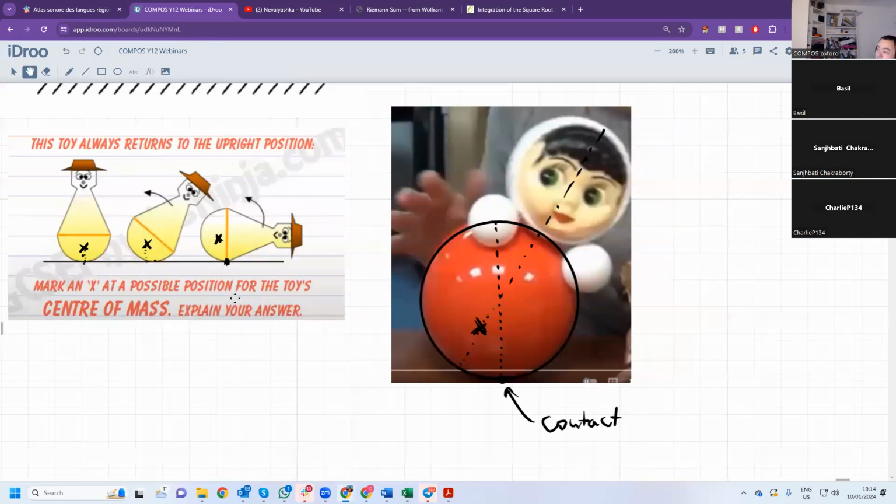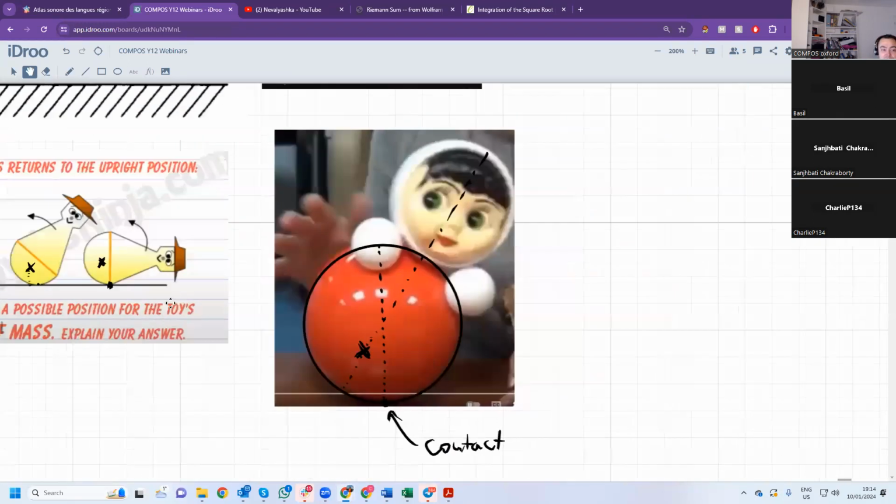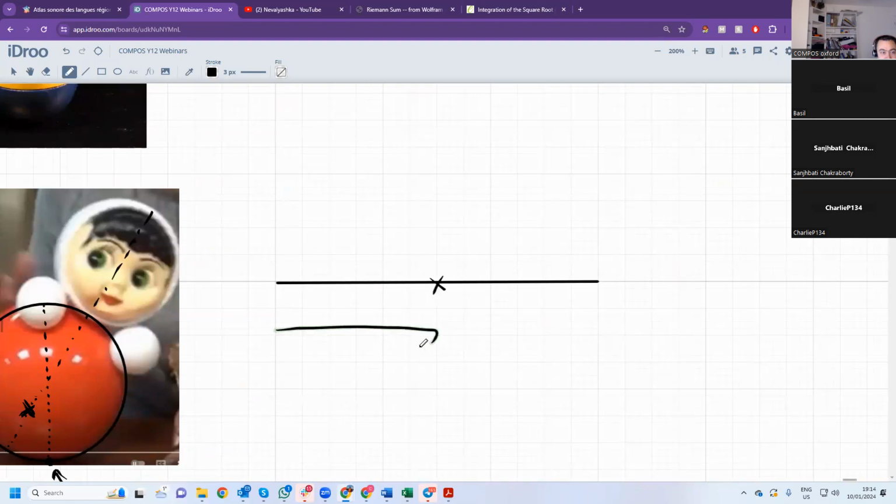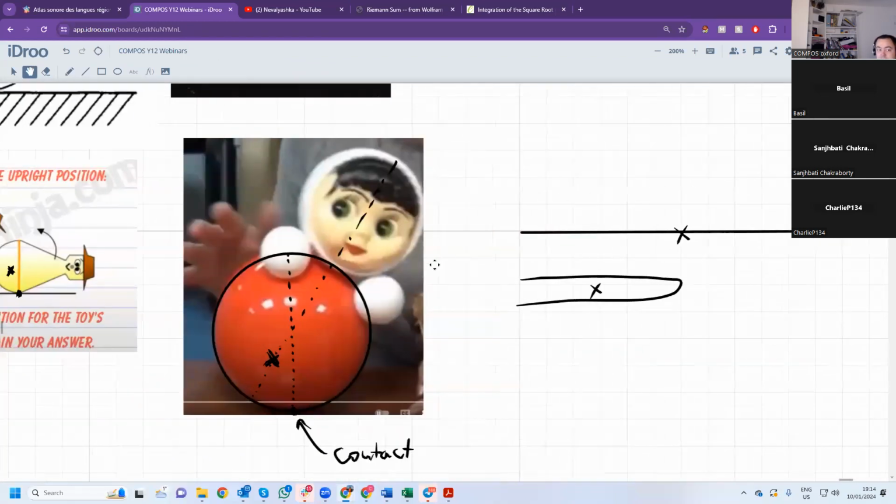Now, if you change the shape of the toy, then the center of mass moves, of course. So let's say you have a piece of rope, and the center of mass is here. Now, if you fold the rope in half, the center of mass moves to here. But if you don't change the shape, the center of mass doesn't change position.